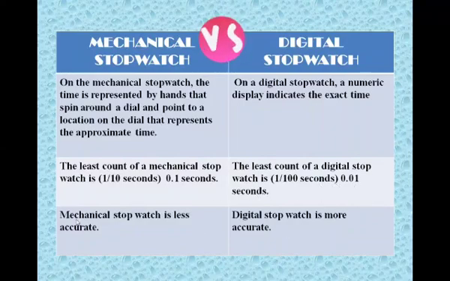It means that the mechanical stopwatch is less accurate, but the digital stopwatch is more accurate, right? So which one is better? The digital stopwatch. Mostly we use the digital stopwatch. It gives us a very accurate reading.